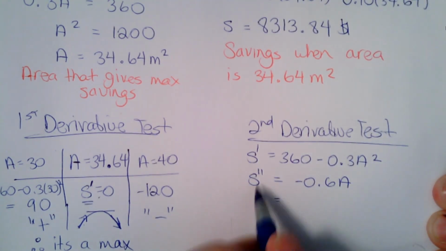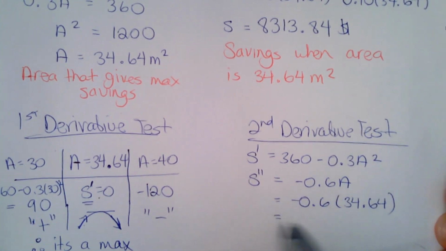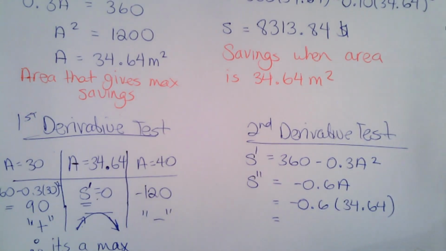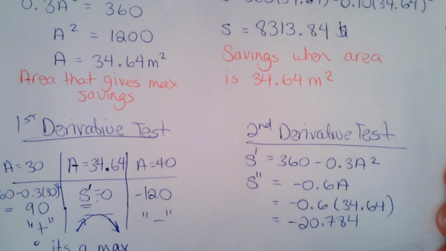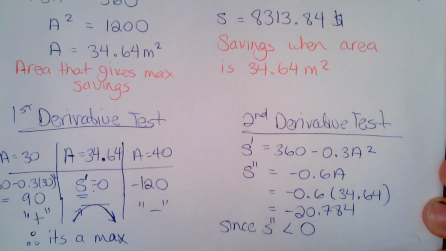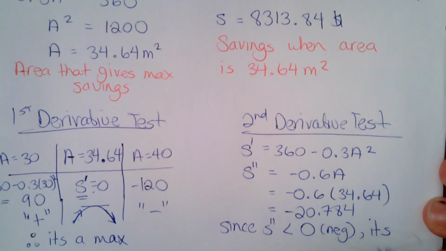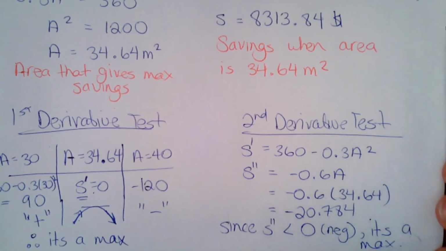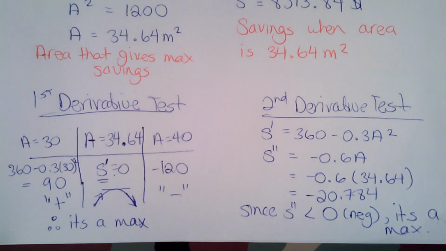Right. So what is my second derivative at my answer? That's negative 20.784. Okay. So since the second derivative is less than 0, it's negative, it's a max. Right? So that's how both of the tests are done.